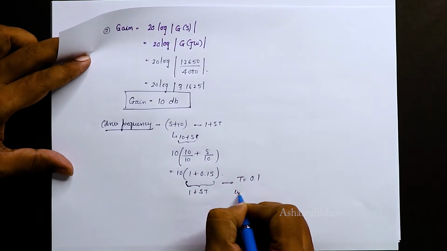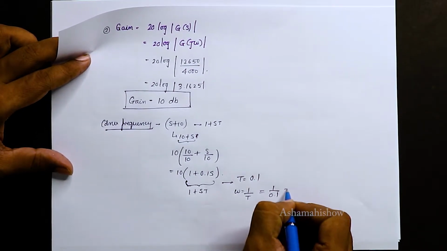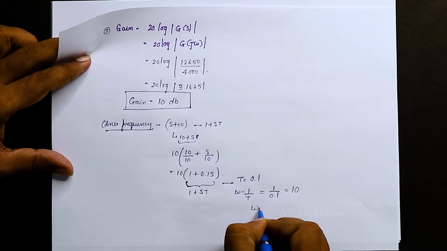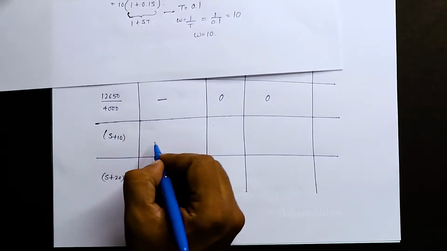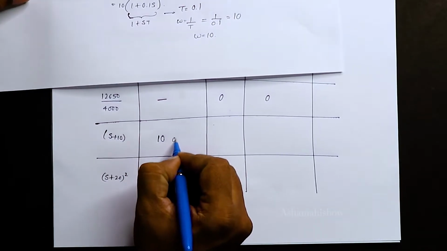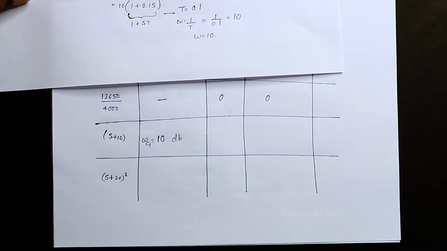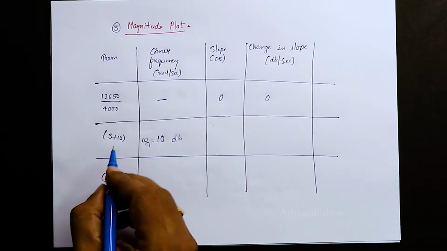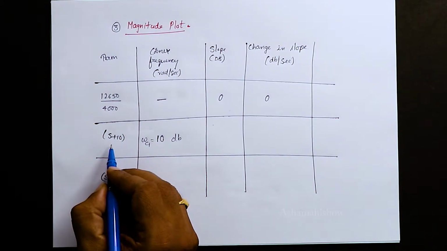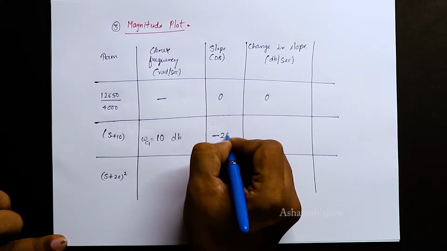So frequency omega is equal to 1 by t. We need to have the angular frequency here. So omega is 1 by 0.1, that is nothing but 10. So omega is equal to 10. The corner frequency of the s plus 10 term is 10. Let us take it as omega c1, omega at corner frequency 1. For the slope, s plus 10 is a single s term, so the standard slope for Bode plot is minus 20.